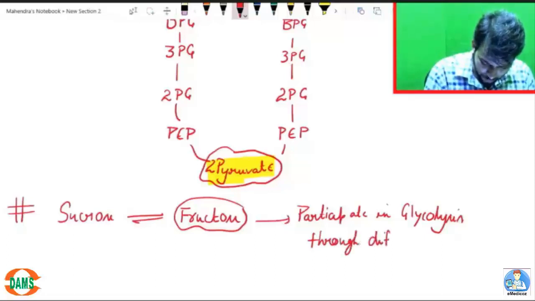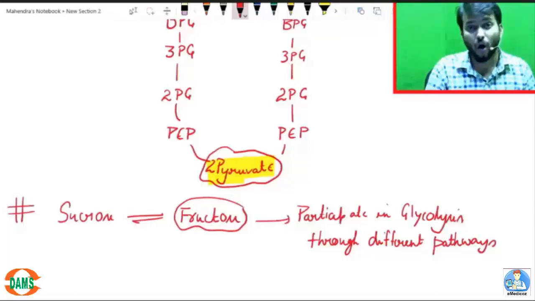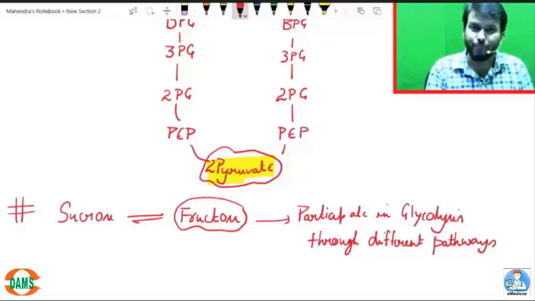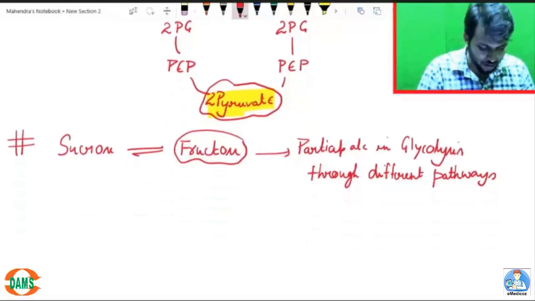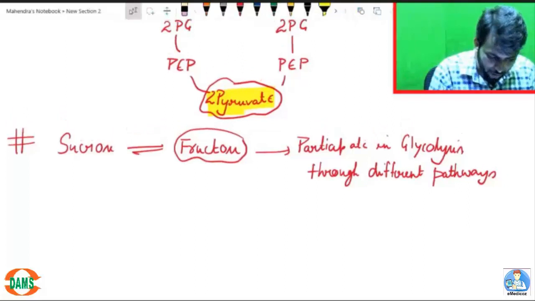Through different pathways. What would happen in a particular organ? We have to describe how fructose is going to be managed in a particular organ, and how it is going to be included in the glycolysis pathway. So first we will take an organ known as the liver.